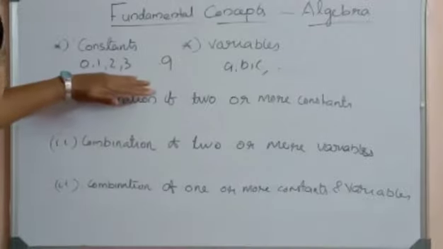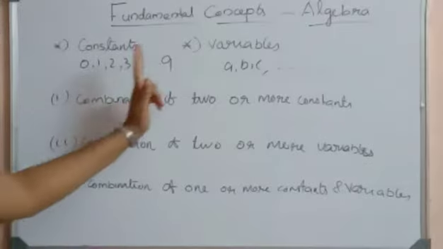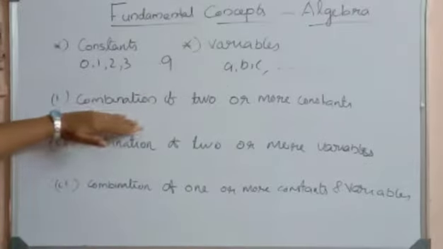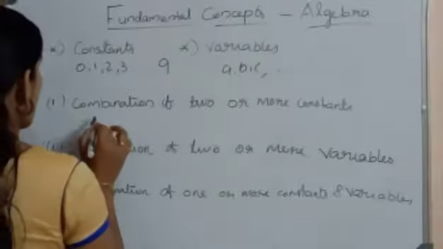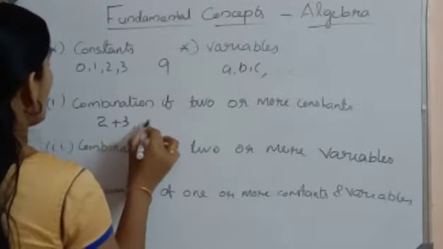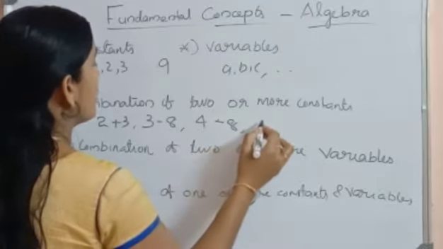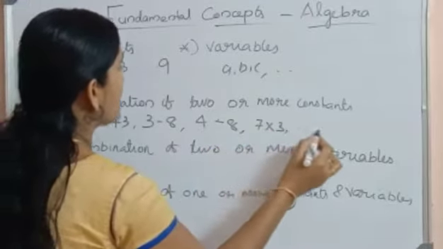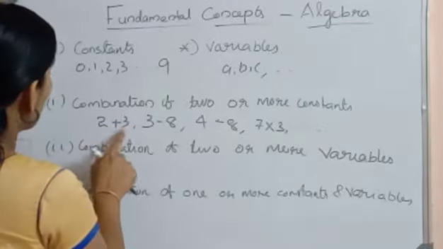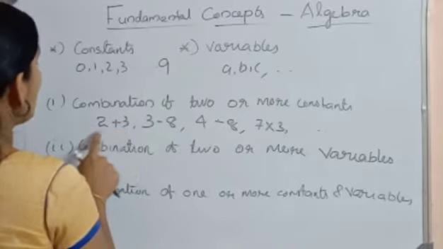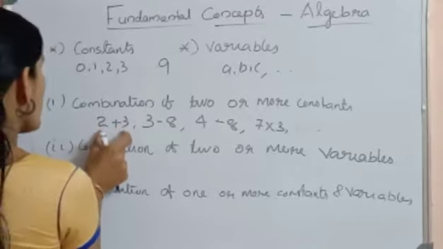After learning about these constants and variables, let's see some of the properties we have to remember about these two terms. The first one is: the combination of two or more constants is again a constant. Consider 2 plus 3, or 3 minus 8, 4 divided by 8, 7 into 3, etc. If you consider these examples, you can see the terms which we have used here are constants. Therefore, we can say that the combination 2 plus 3 is also a constant.